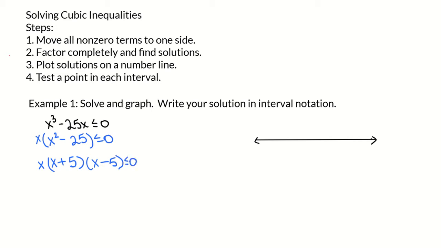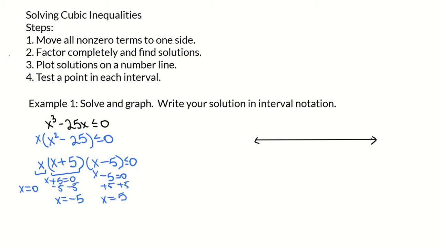And now we can find our three solutions for this cubic equation. So the first solution, we set this equal to 0, x equals 0. The next solution, set x plus 5 equals 0. Subtract 5 from both sides to get x equals negative 5. Third solution, set x minus 5 equal to 0. Add 5 to both sides to get x equals 5.